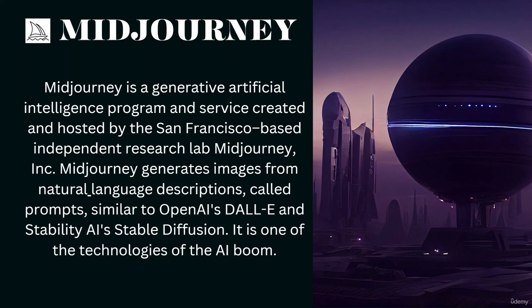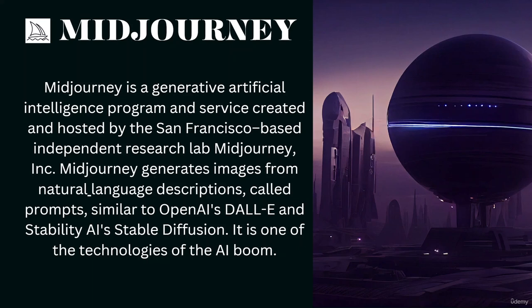And these natural language descriptions are called prompts. So in a way there are some ways of how you will be able to apply those. These things are known as prompts, which is similar to OpenAI's DALL-E and Stability AI's Stable Diffusion. We will talk about Stable Diffusion, and you guys have got an idea as well. Stable Diffusion's parent company is Stability AI, and it also helps you generate images. So it is one of the technologies of the AI boom. This is quite an amazing technology of AI generation.